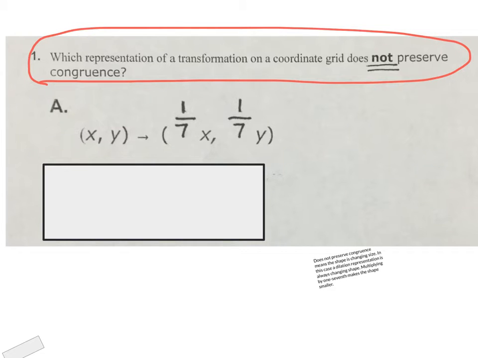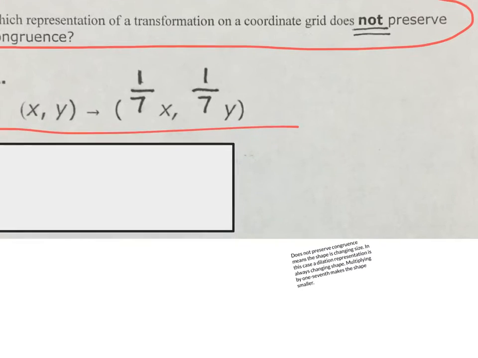Okay, so for number one, it asks which representation of a transformation on a coordinate grid does not preserve congruence. You're going to have to write the question, like I said, in red, what I have circled. Write that question out, and then go ahead and write the answer out, which I'll underline. It's the only one there for you, but write the answer, okay? And then underneath that answer on your notebook paper, you're going to have to write this in, okay?